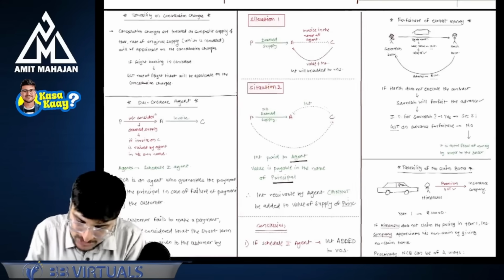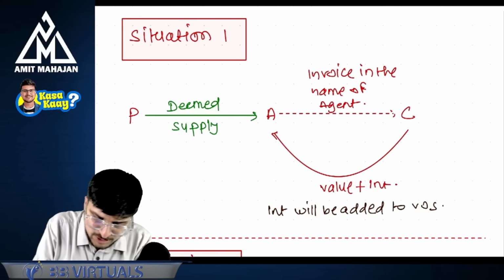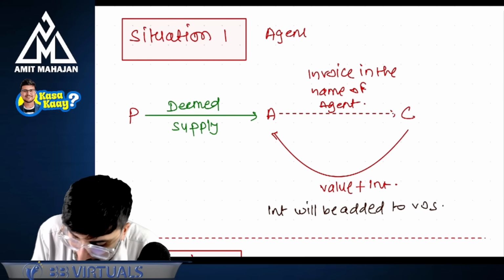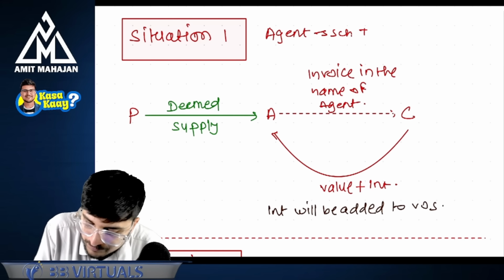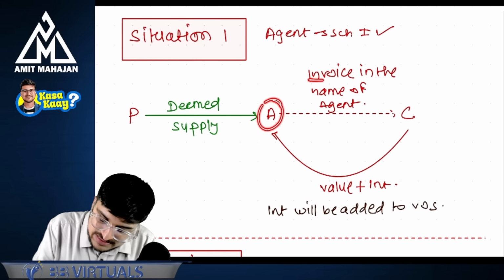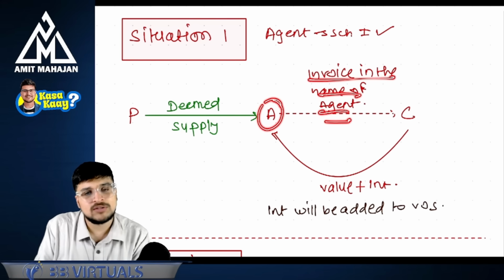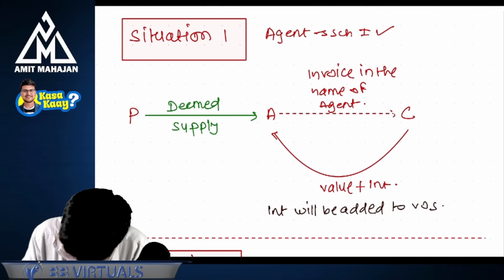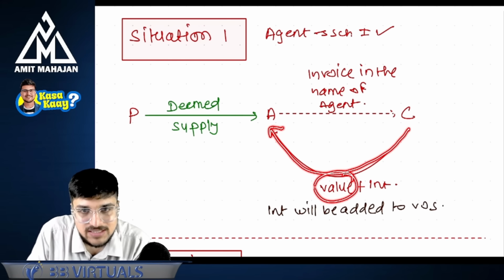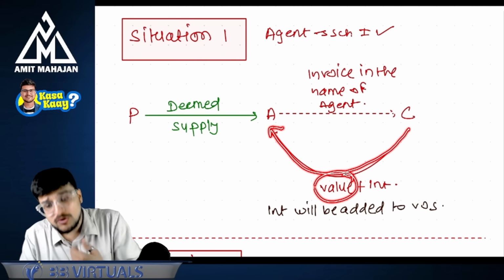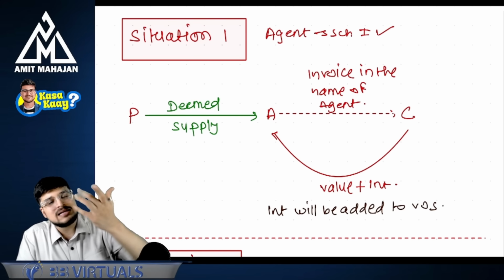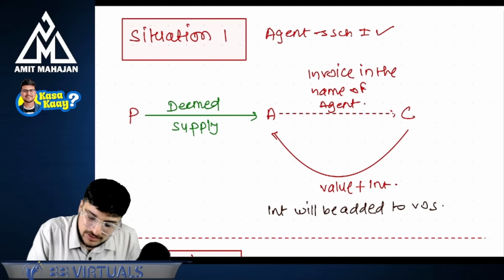Okay. So, situation number one: if the agent is a Schedule 1 agent, which means the agent is raising the invoice in his own name on the customer, can I say this customer will make a payment of value in the name of the agent, and the interest also which is getting paid by the customer to the agent? So can I say value and interest, both the things are getting paid in the name of the agent?